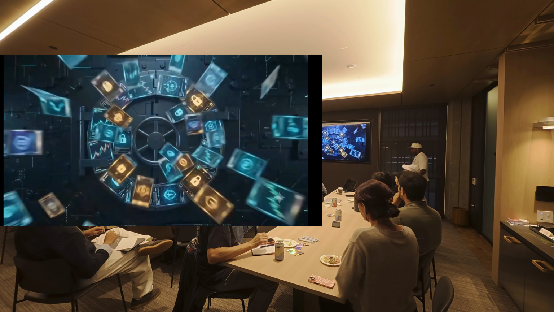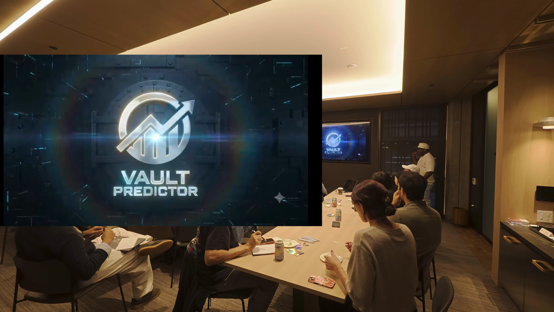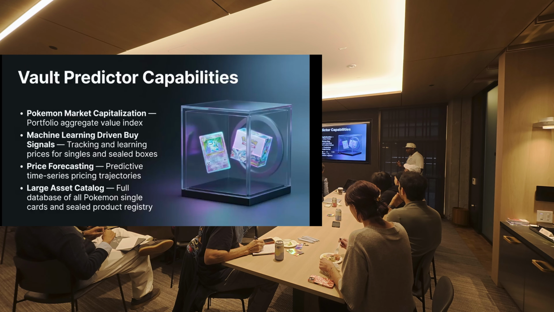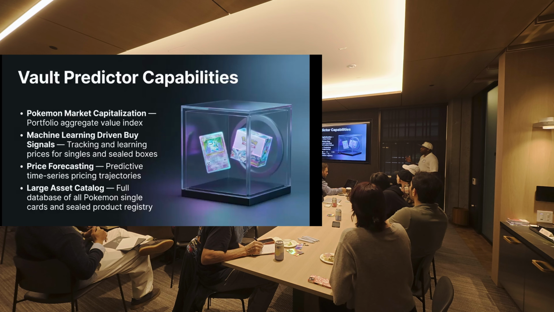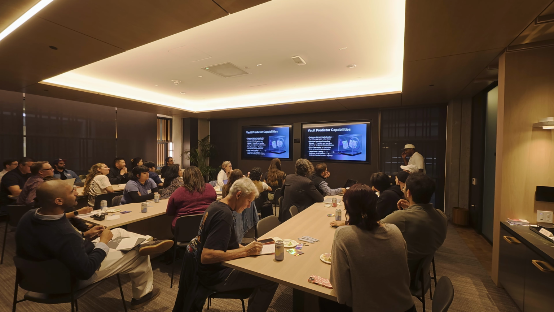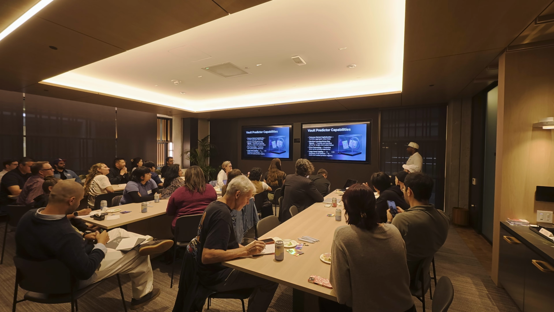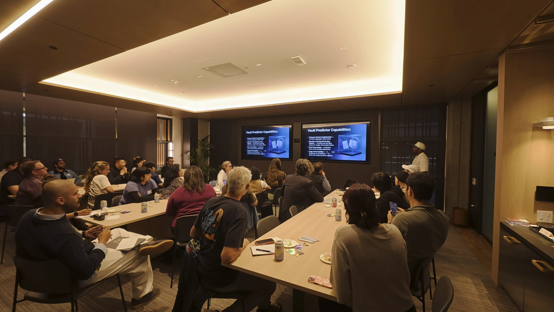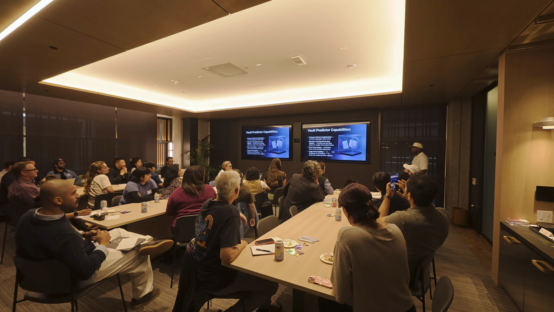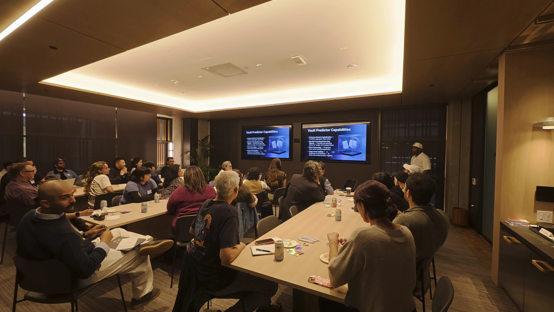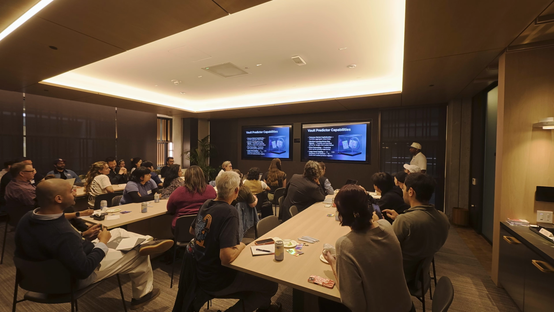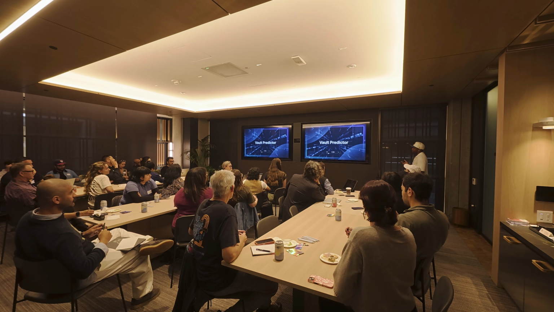So Vault Predictor is an app that works off of a very large database. It has machine learning layers to it, the hot layer for static information to get trends and movements in the short term as well as the long term, and an extremely large catalog that you'll see as we progress throughout the demo. It has every single Pokemon card from 1996 Japan and English in a single card format, as well as all of the American sealed products and some Japanese products as well from 1996 till 2026.